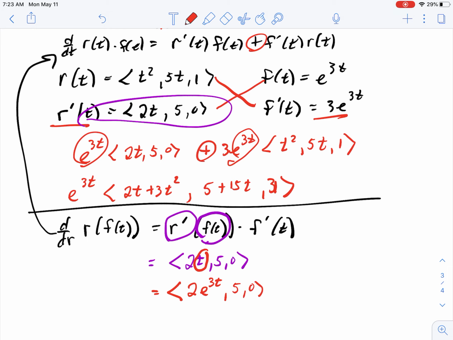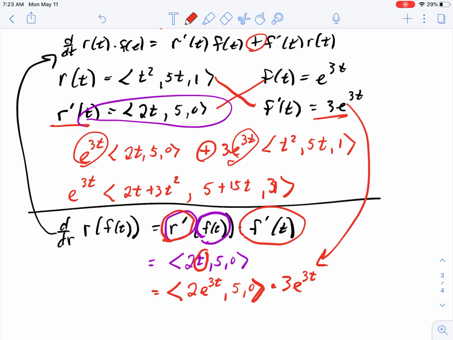Okay, so hopefully that makes sense. Now times it by the derivative, f prime of t, and that's that piece there. So I have 3e to the 3t. Hopefully that makes sense of what I did here. Remember, I just found r prime of t, and then plugged in f of t after that.